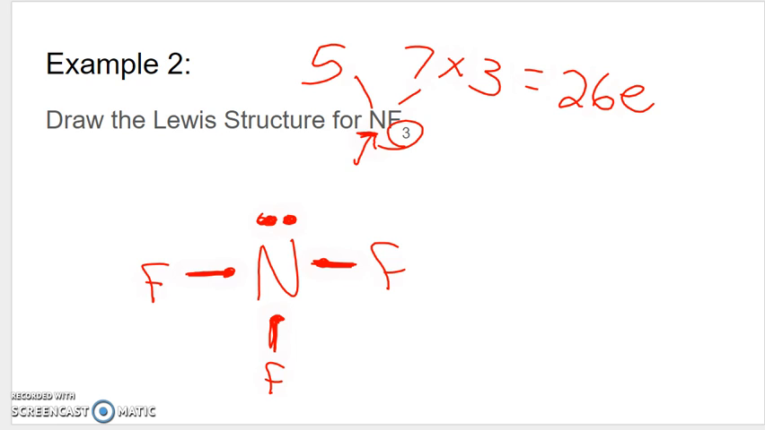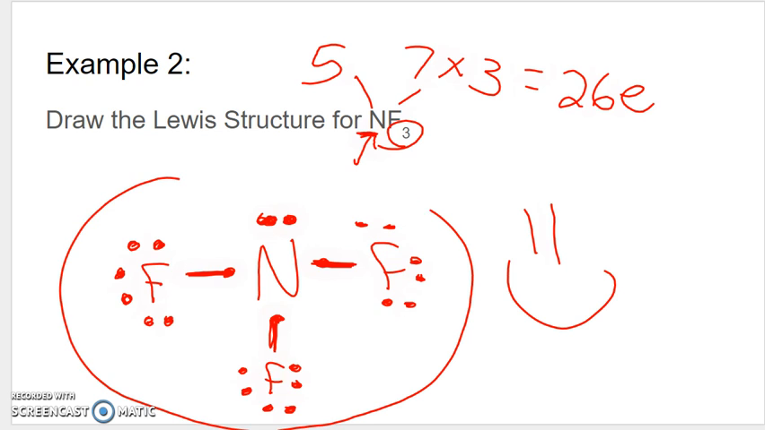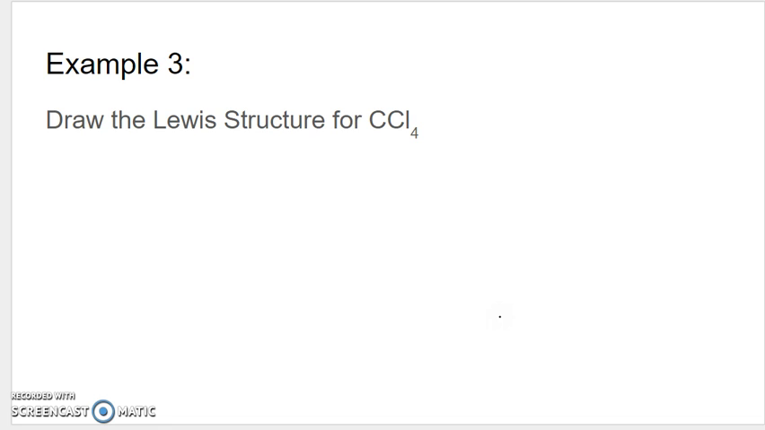Now put the rest of our electrons: 9, 10, 11, 12, 13, 14, 15, 16, 17, 18, 19, 20, 21, 22, 23, 24, 25, 26. You go back, everyone follows the octet rule, it's all good. Everyone's got 8. Nitrogen's got 2, 4, 6, 8. Very good.